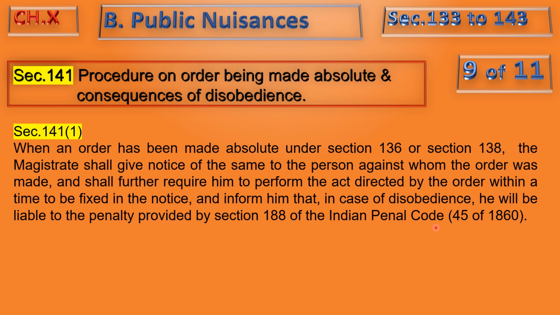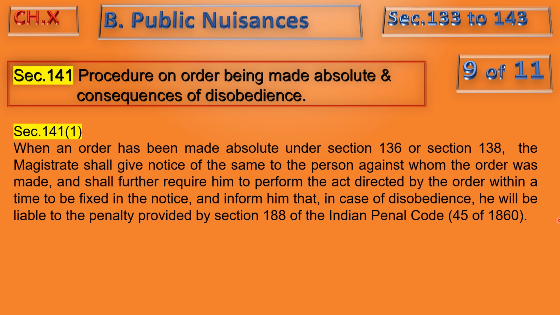It simply means that when a person is ordered under 136 or 138 that he is creating a public nuisance, he has to take some action, and that time will be given in the notice. It will also be mentioned in the notice that if you don't obey these orders within the stipulated time, he will be liable for the penalty given under section 188 of Indian Penal Code. Now let's revise what section 188 of Indian Penal Code says. It says if you disobey the orders of a public servant, which is the magistrate in this case, you will be punished with simple imprisonment for 1 month or a fine of rupees 200 or both.